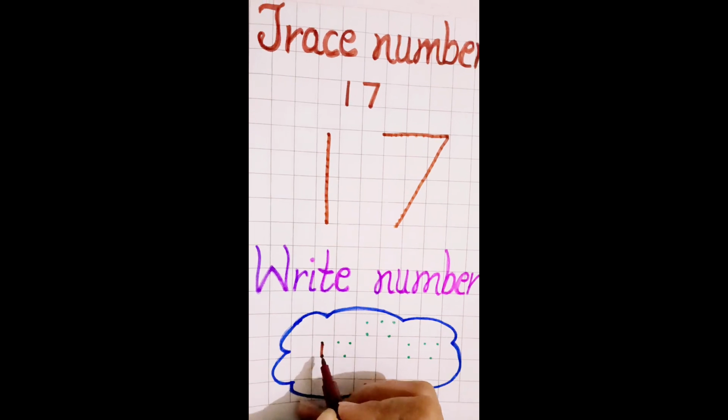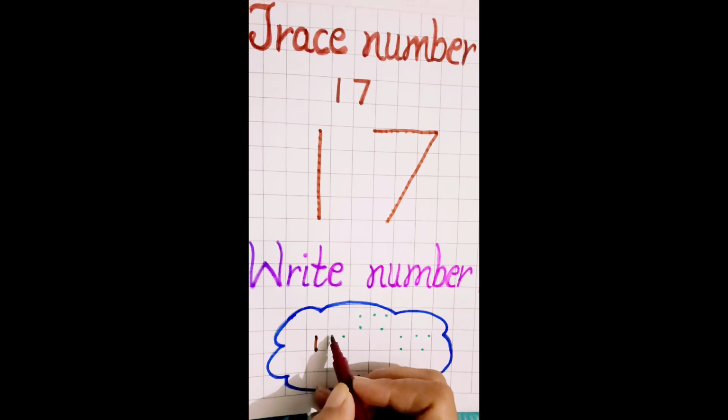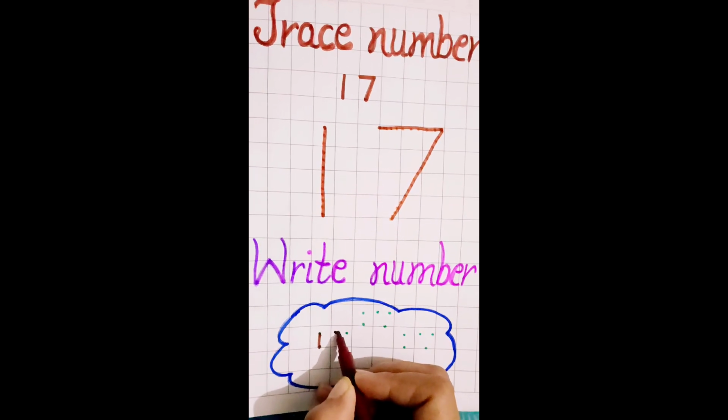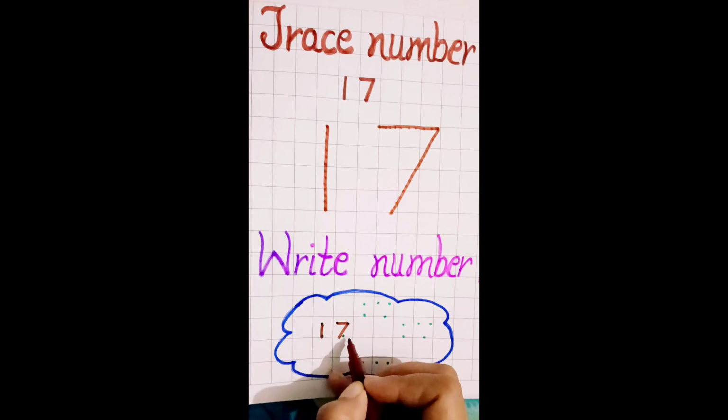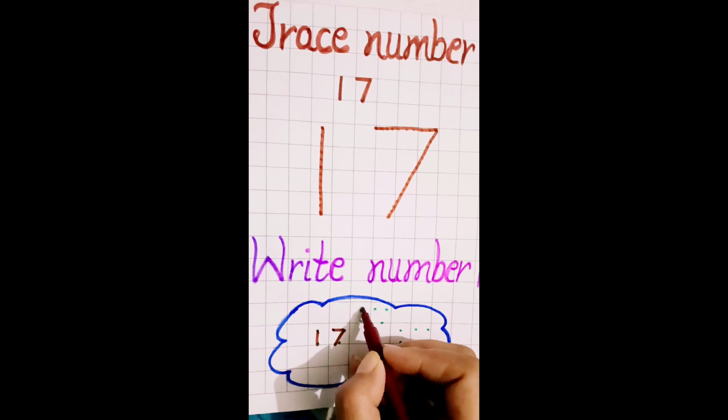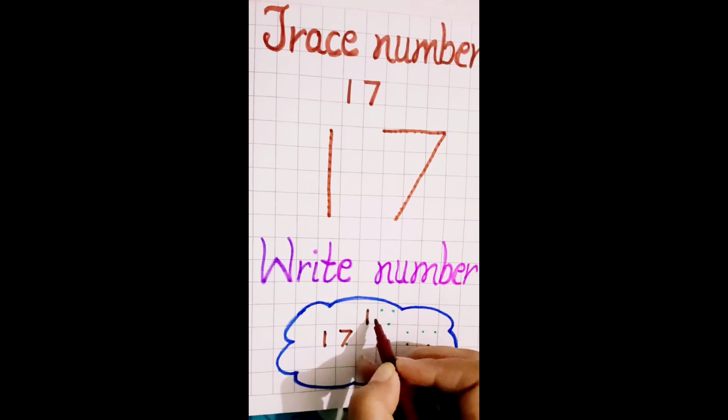Make number 1. Now write number 7. Draw a sleeping line. Now draw a slanting line. 1, 7, 17.